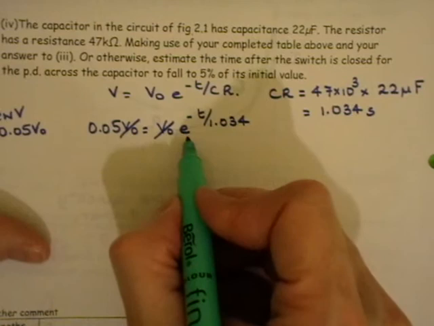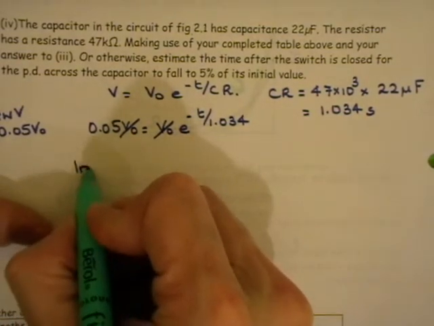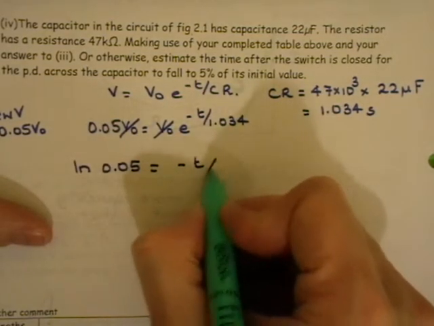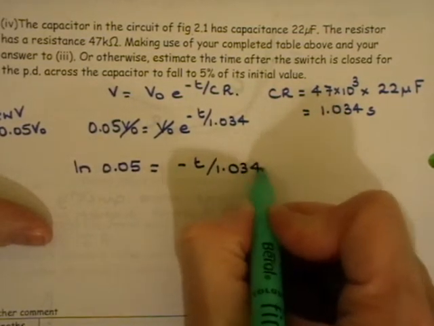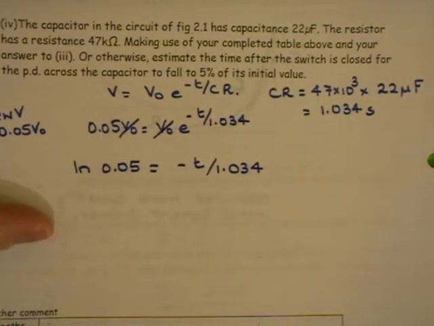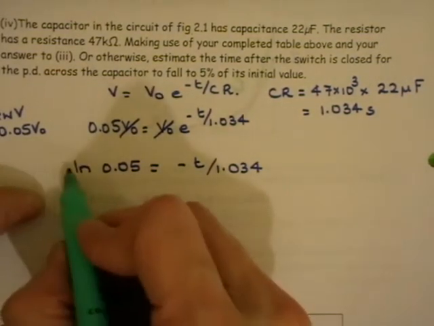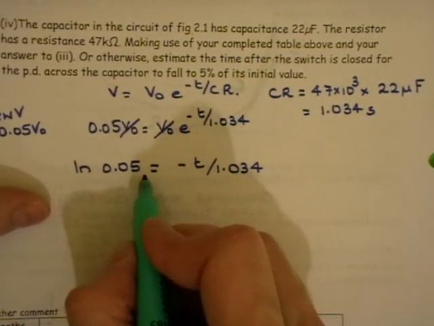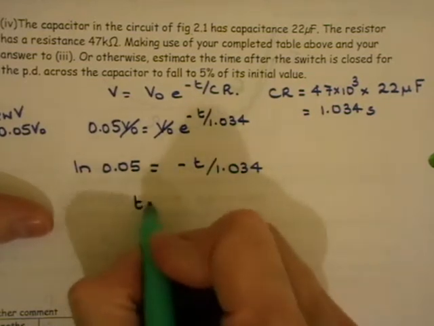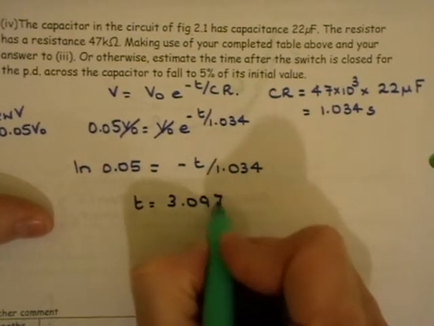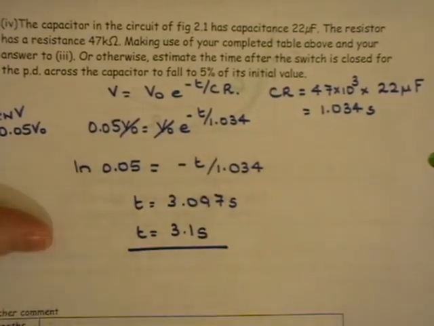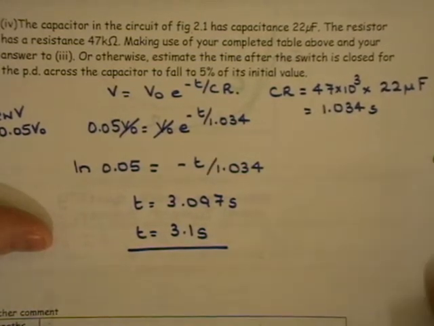To get rid of the e, you have to take log of both sides, and it's the natural log, so it's ln of 0.05, and that's equal to minus t over 1.034. And if you apply all that out, you'll end up with a minus answer over here, but whenever you multiply log of 0.05 by 1.034, t comes out to be 3.097 seconds, or 3.1 seconds is your answer. That's the end of the podcast for Homework 2.